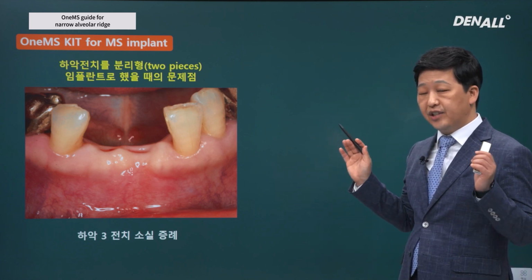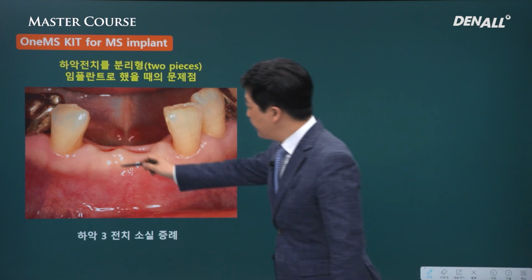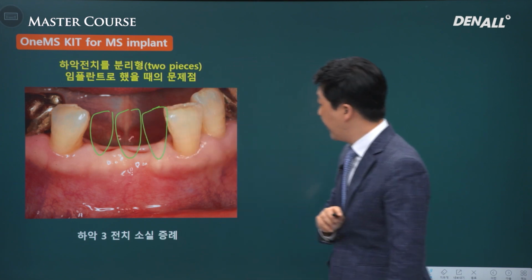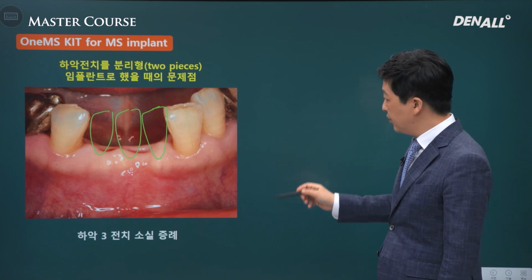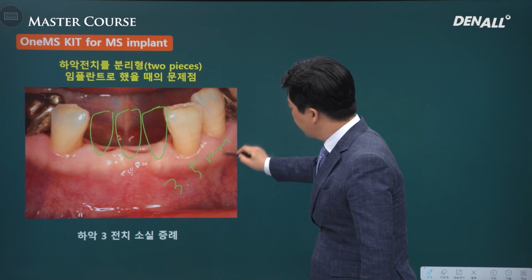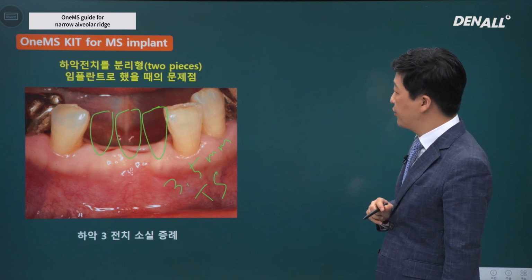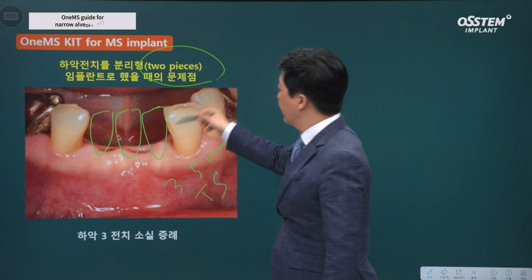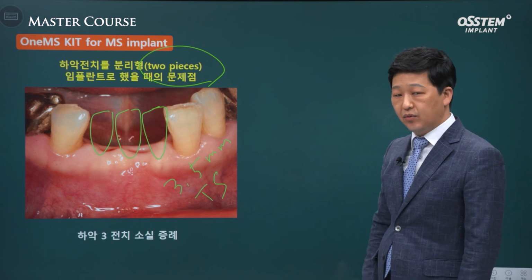This was a case that has been performed before introduction of MS implant. As you can see, 3 anterior teeth in the lower are missing. The best option at the time was a 3.5 diameter TS implant. That was one of the options that could be chosen. This implant is two-piece. What is the problem in restoring lower anterior with two-piece implants?